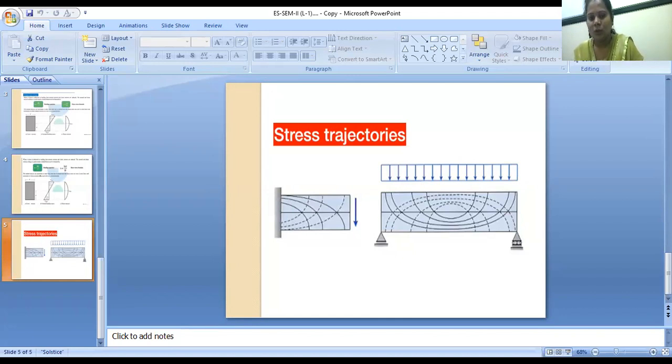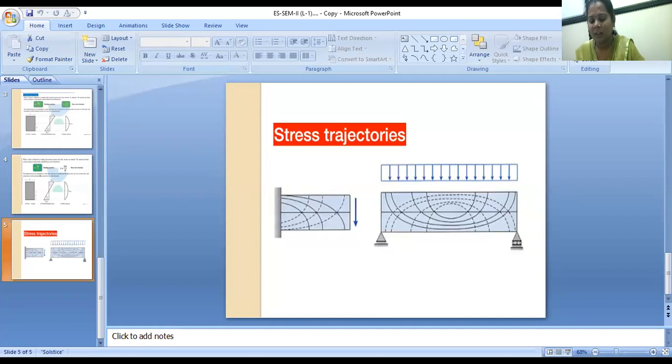So you observe this figure. This second figure shows a simply supported beam, and this first figure shows a cantilever beam. So our next point is stress trajectories. Here the trajectories are shown in this figure.